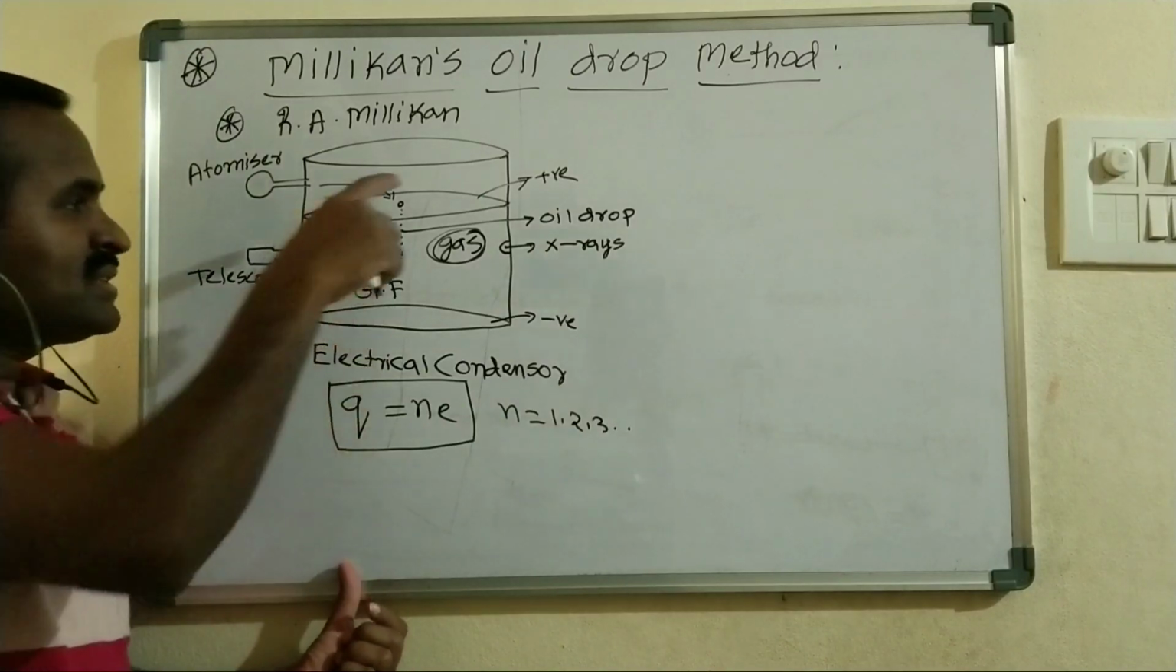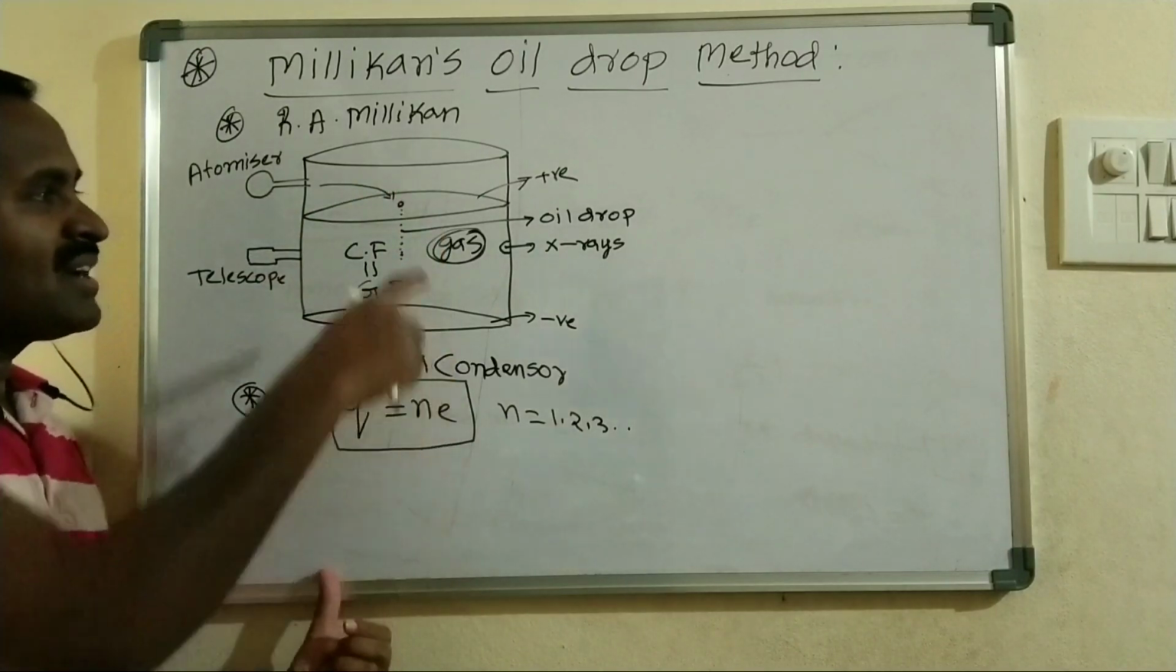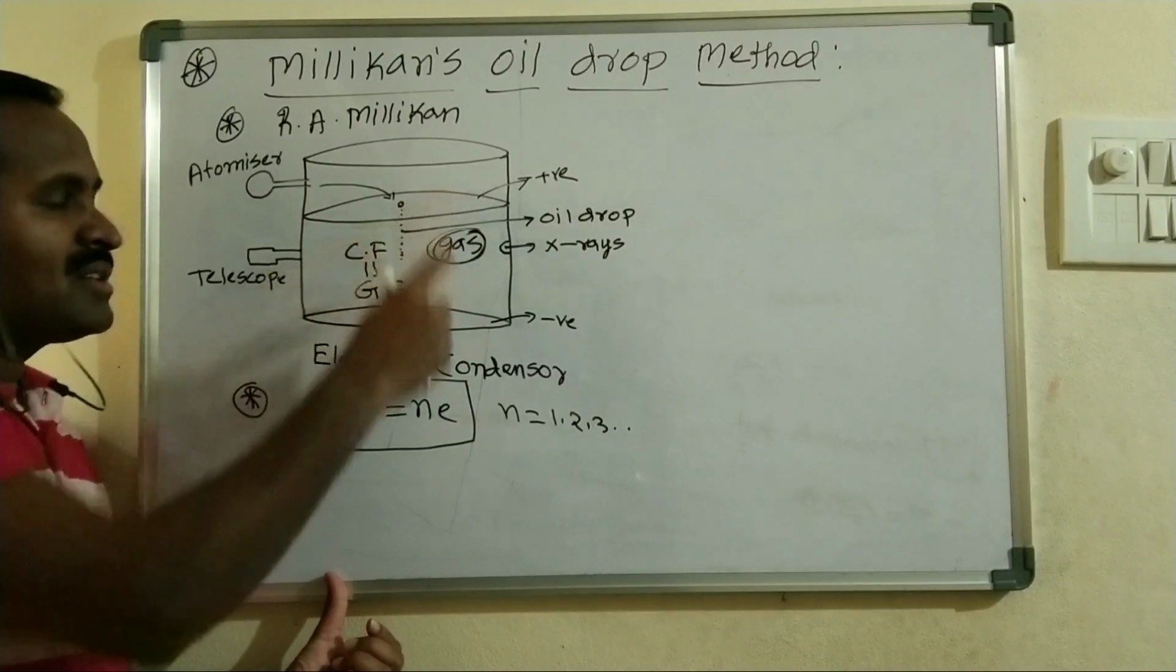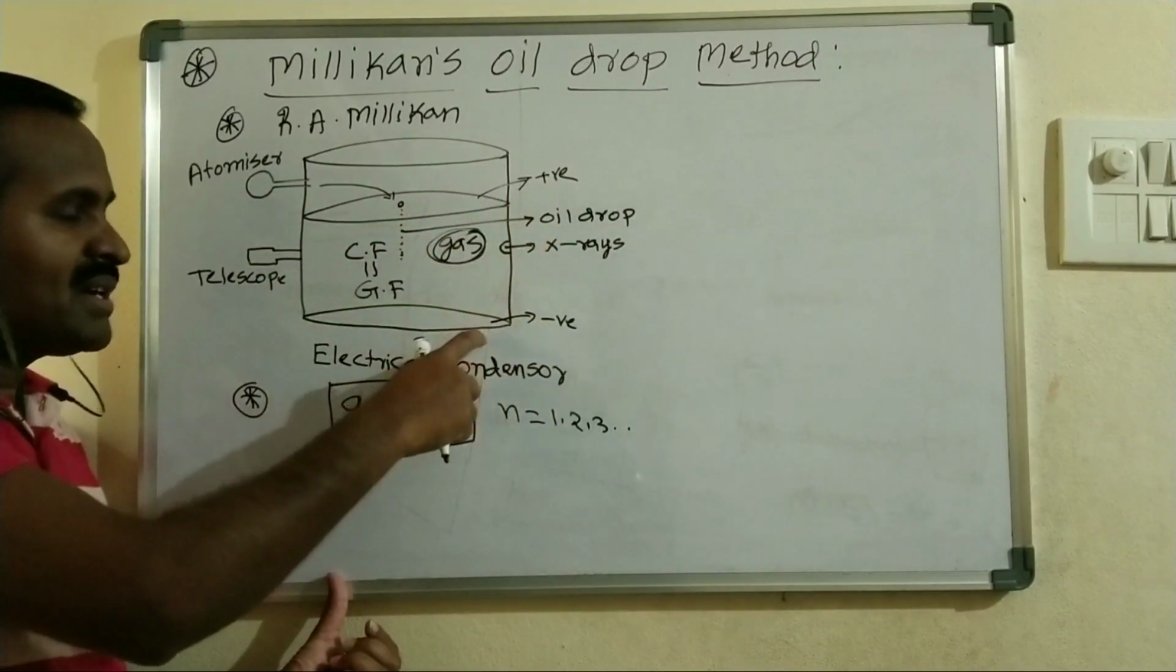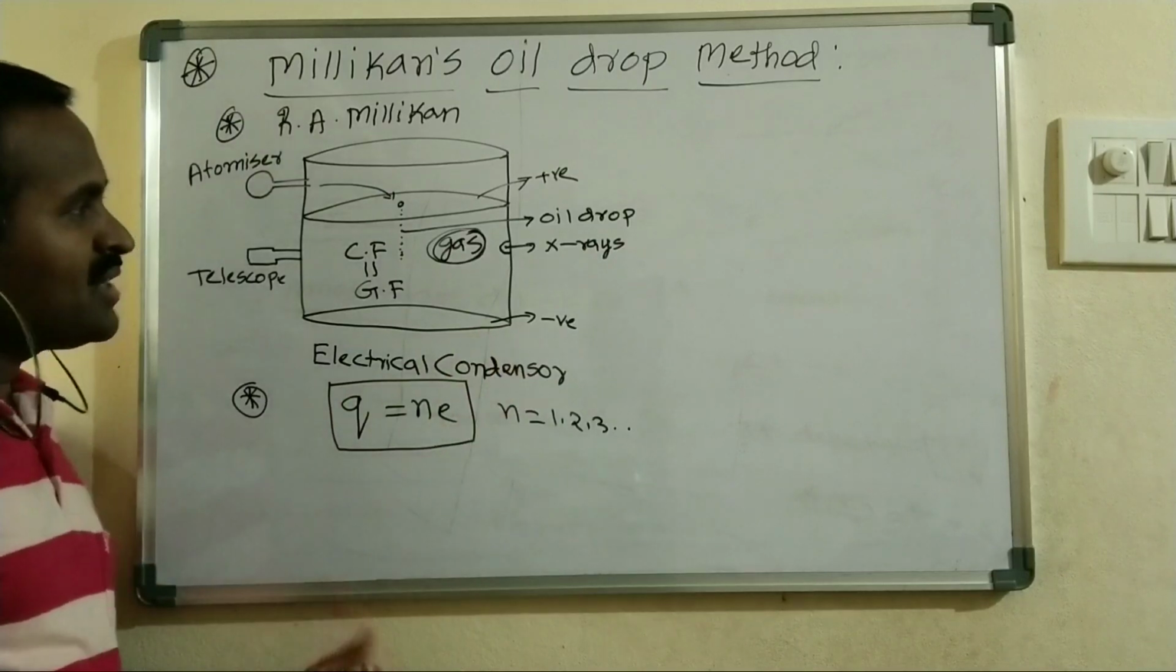In this electrical condenser, there are two charged plates. The upper plate is generally a positively charged plate, and the lower plate is a negatively charged one.